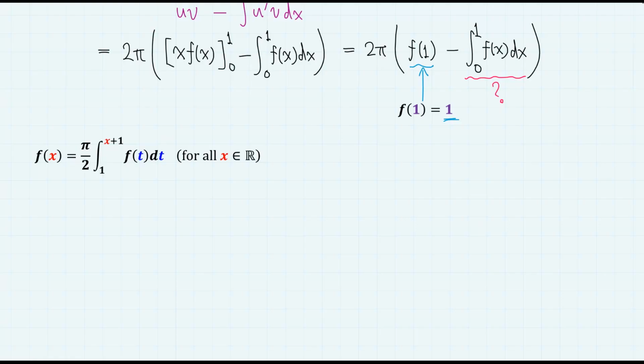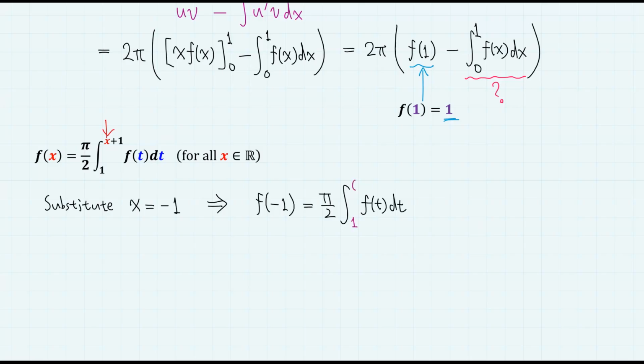And we can use the given integral relation again. Aside from differentiating both sides, another useful thing we can do is substituting x with numbers. In this case, substituting x with -1 will be very useful because it makes upper and lower bounds of the integral 0 and 1. That is, f of -1 equals pi over 2 times integral f of t dt from 1 to 0.